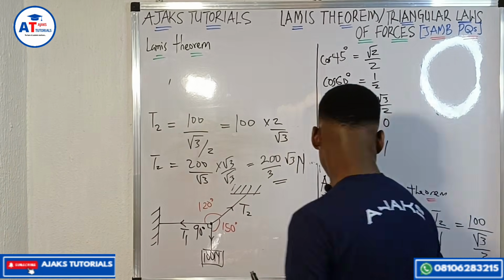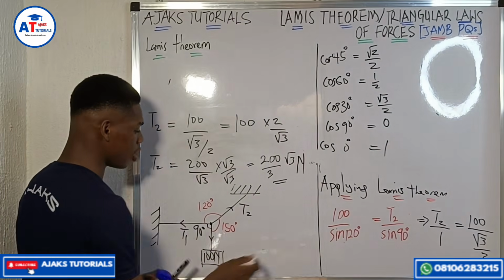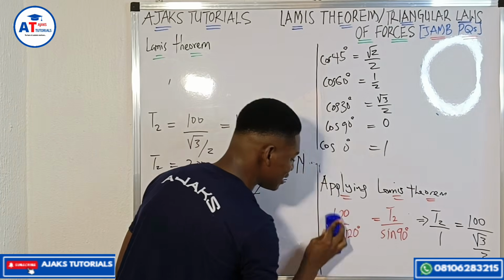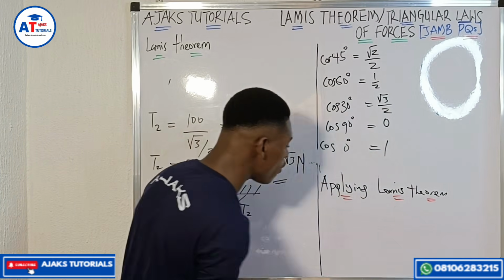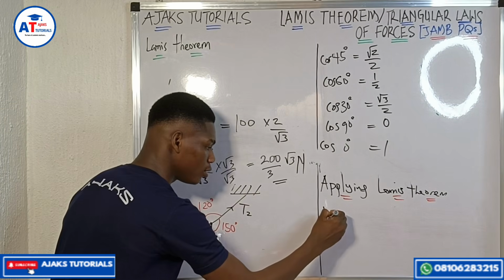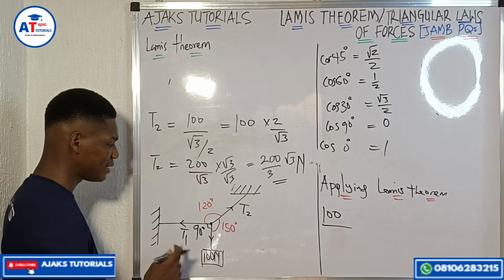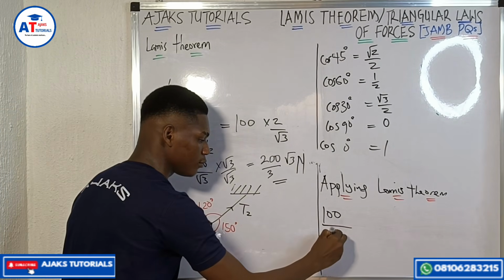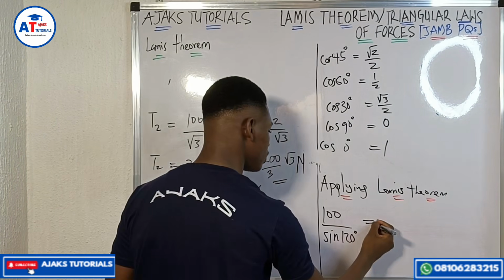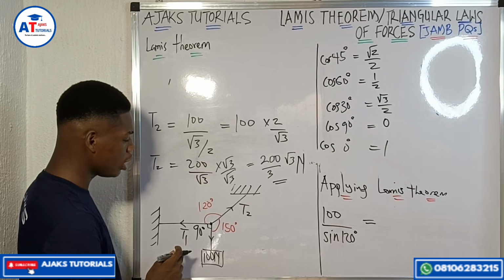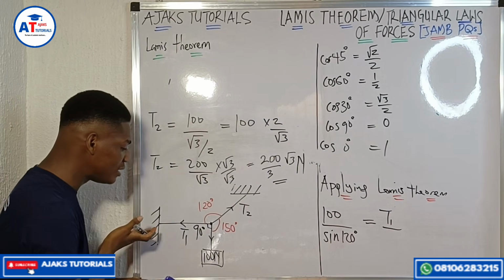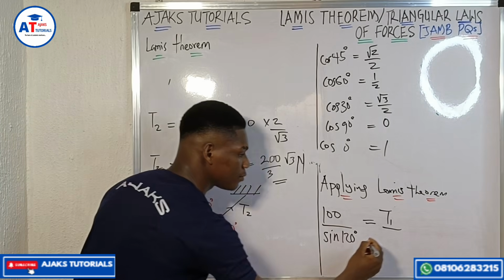Are we clear? Now let's apply Lami's theorem again to find T1. So for T1, it is going to be 100 over sine 120, equal to T1 over, now what's the angle between T1 and each of the other angles? 150.